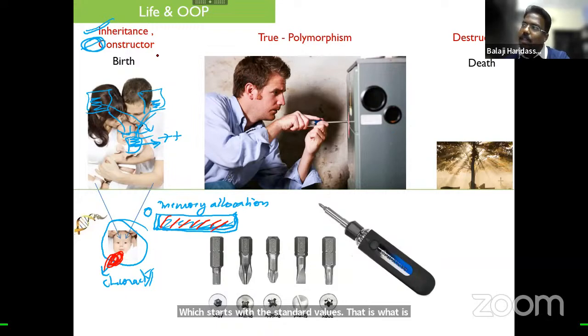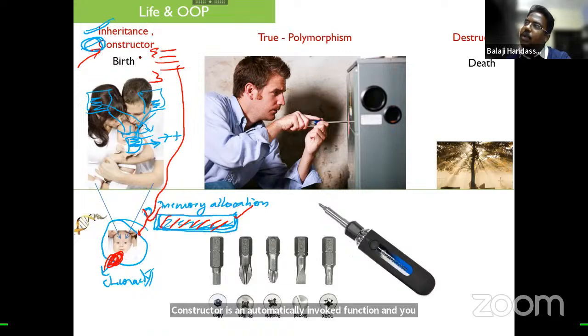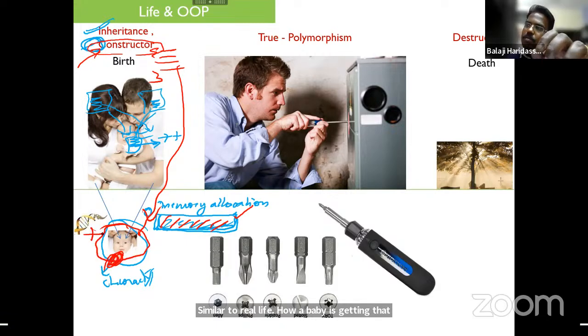And you know already that the constructor is automatically called by the system as soon as the memory is created. No other function can be called in between. A constructor is an automatically invoked function, and you can set whatever you want into the variables. That is why you have the concept of a constructor. Again, similar to real life: how a baby gets predefined characteristics at birth, the memory allocation can also have predefined values with the help of a constructor.